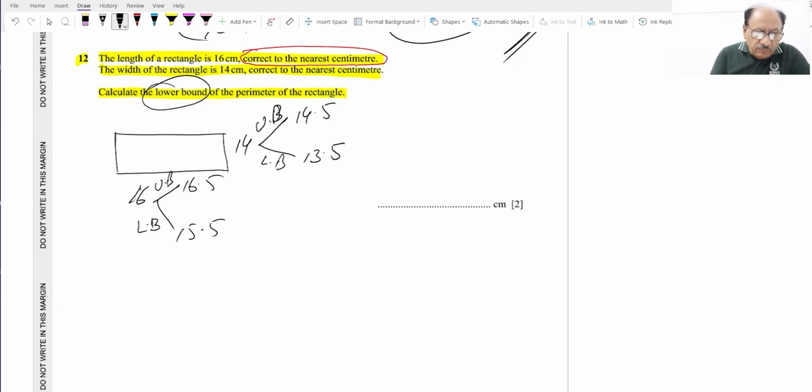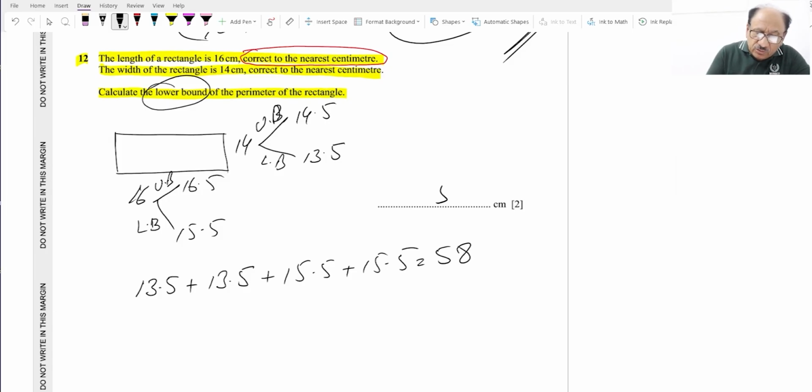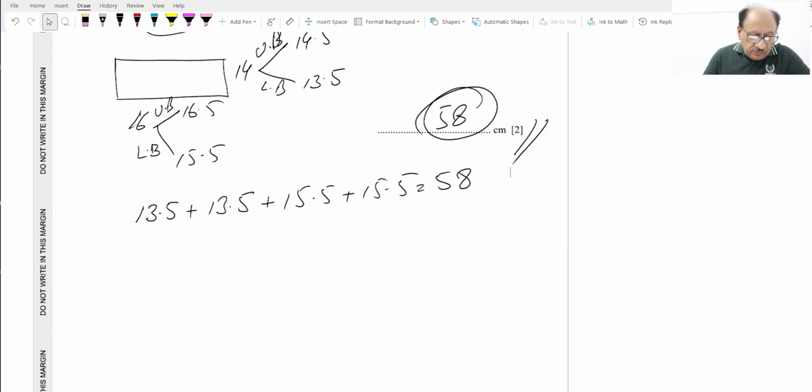So we'll take the perimeter. So the perimeter will be all lower bounds. So 13.5 plus 13.5 for two opposite sides, and 15.5 plus 15.5 for the other two opposite sides. And we can add these: 13.5 plus 13.5 plus 15.5 plus again 15.5, and it's 58 centimeters. So 58 centimeters is the final answer for this question.